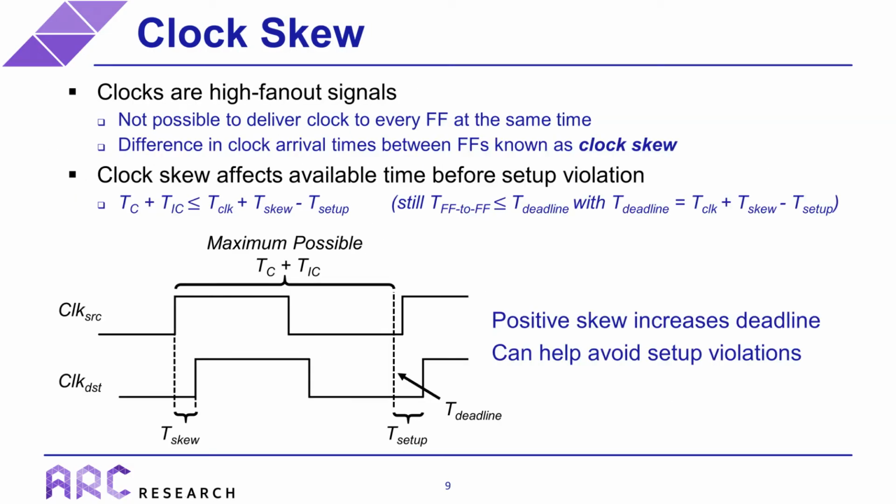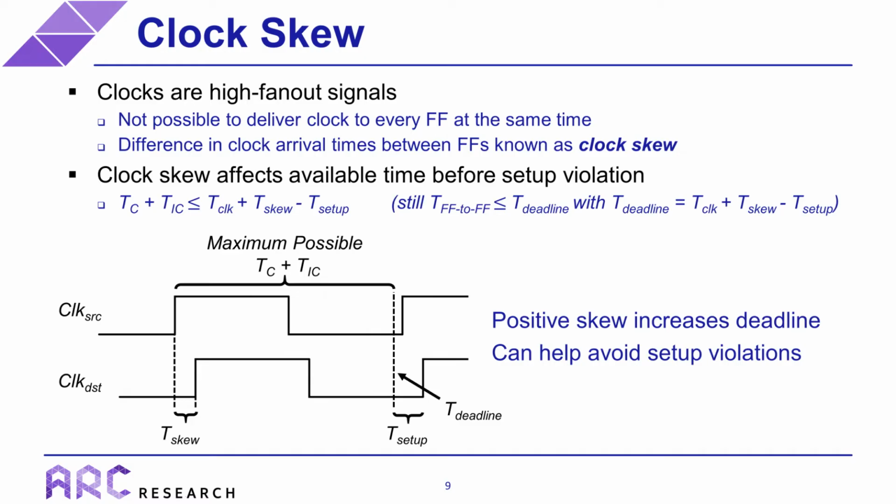One more complexity that we have to include for a real design is something called clock skew. So in most timing diagrams that you're used to looking at, the clock signals instantly propagate to all destinations, which clearly isn't physically possible. In addition, clocks are usually extremely high fan-out signals, which makes it impossible to deliver the clock to every flip-flop at the same time. So the inevitable differences in clock arrival times between flip-flops are known as the clock skew. This skew is important because it affects the available time before a setup violation. As shown in the figure at the bottom, a positive skew means that the destination flip-flop receives its clock signal after the source flip-flop. So in this case, the allowable time for the flip-flop to flip-flop delay, which is just the sum of the cell and interconnect delays, is actually increased.